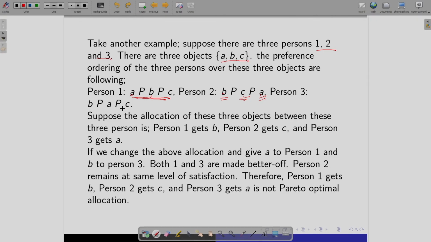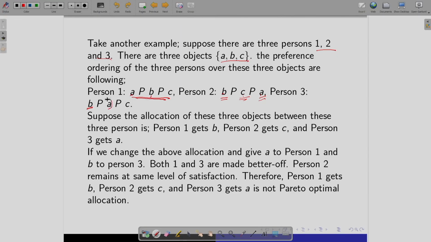So, person 3 will be happiest and most satisfied if he gets the object B. He will be slightly happy, or not that satisfied, if he gets A, and he will be worst off if he gets C. Now, suppose I have to allocate these 3 objects among these 3 persons, and suppose I have done the allocation in this way: person 1 gets B, person 2 gets C, and person 3 gets A.